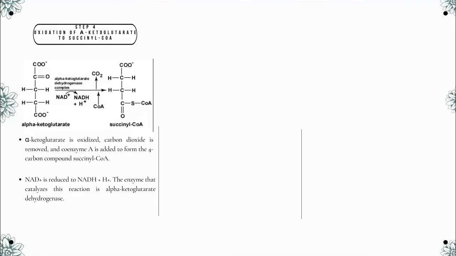In step 4, alpha-ketoglutarate is oxidized. Carbon dioxide is then removed, and coenzyme A is added to form the 4-carbon succinyl coenzyme A. During this oxidation, NAD+ is reduced to NADH and hydrogen ions. The enzyme that catalyzes this reaction is alpha-ketoglutarate dehydrogenase, and this enzyme is regulated by feedback inhibition of ATP, succinyl coenzyme A, and also NADH.